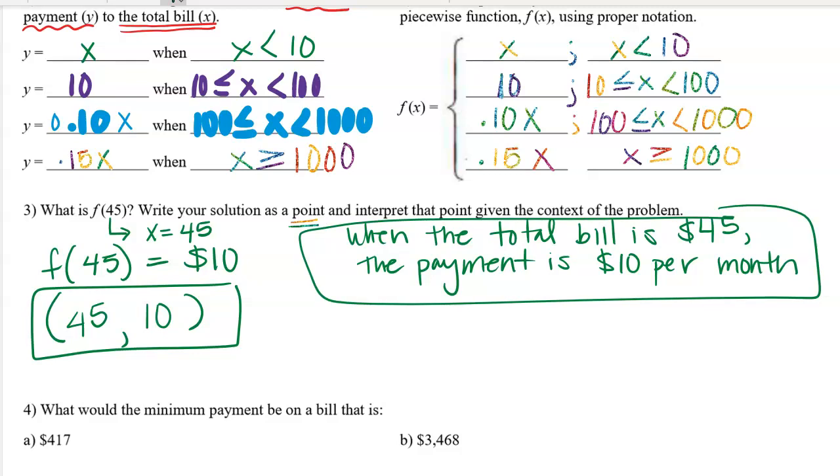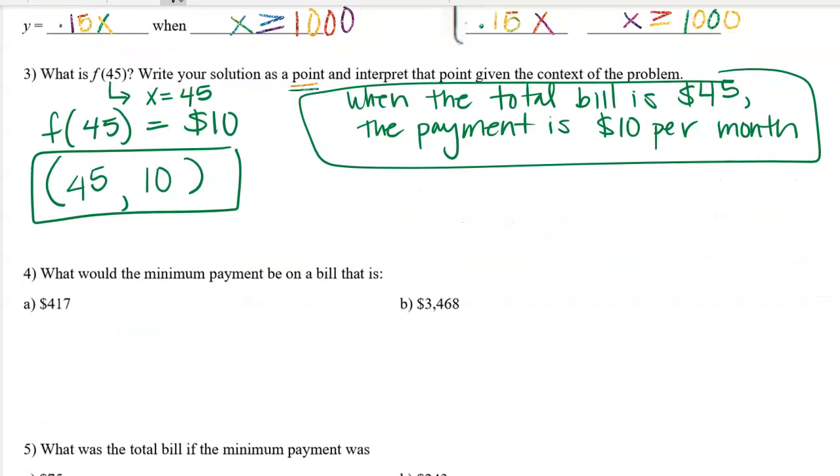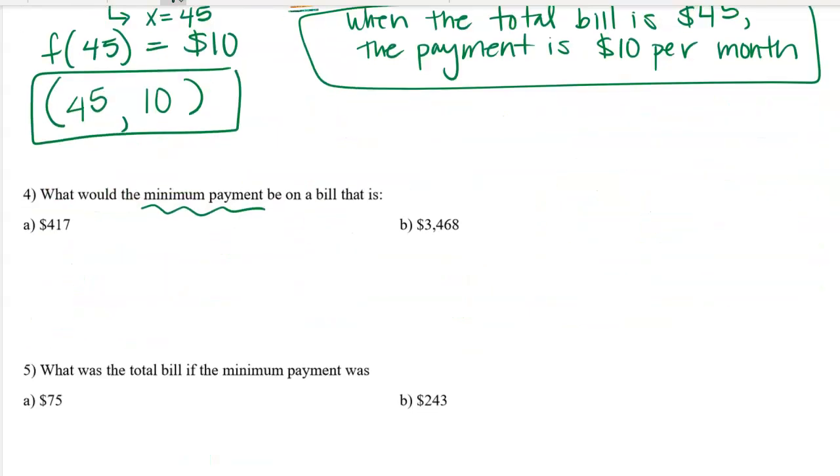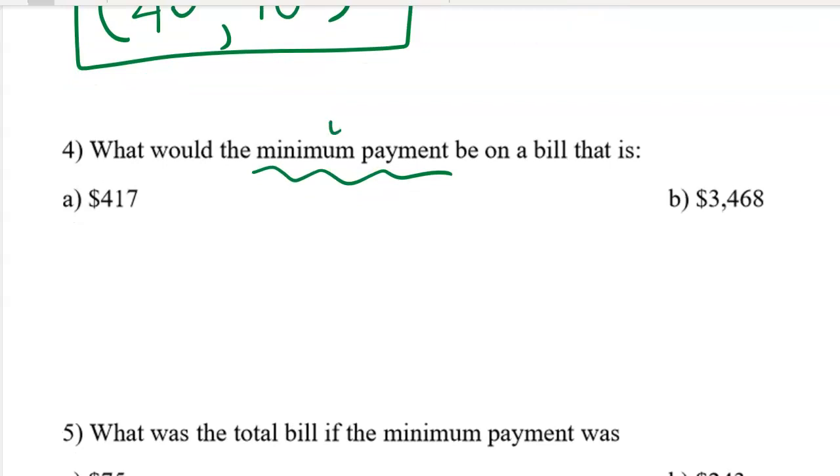Number 4. Sibby, can you read us number 4, please? What would the minimum payment be on a bill that is? Perfect. So this has 2 parts. So now we are looking for the minimum payment. So Lauren, is that X or Y? No, look at your variable again. Minimum payment is what variable? Y. You're right. We're looking for Y.